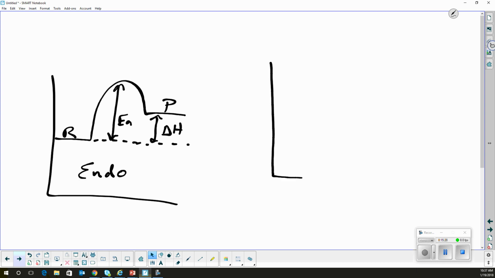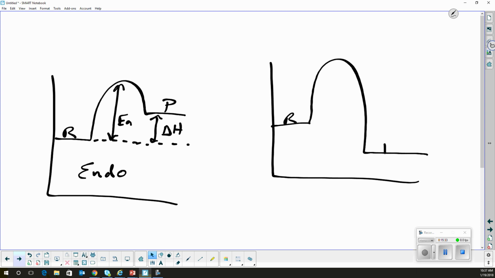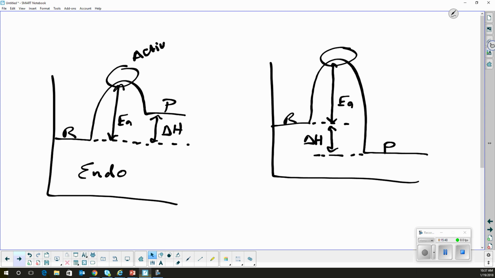If I do another graph here, where I start and I end up below, here's my reactants, here's my products. Again, here's my energy of activation to the top of the curve, E of A. Here's my change in heat, which would be negative. And this top part right here is also known as the activated complex. It's where I can go either way. It's like sitting at the top of a precipice and I can go backwards if I don't have quite enough, or go forward if I just have a little tip.